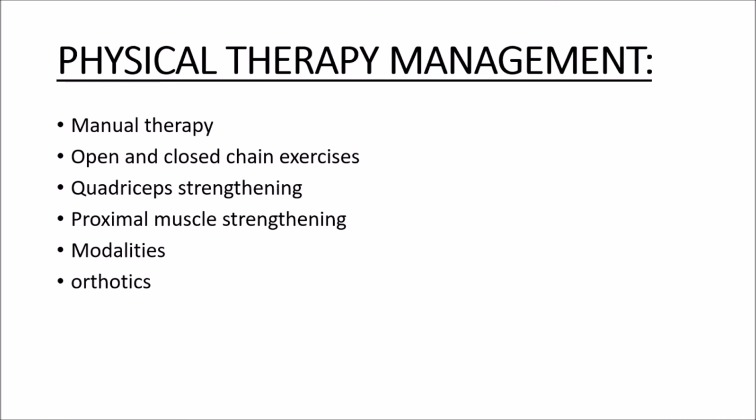Next is the physical therapy management. You go for manual therapy, step-by-step open and closed chain exercises, and then squatting, and quadriceps training. In quadriceps training, you start with simple exercises like SLR and isometric exercises. You go for proximal strengthening, that is hip muscle strengthening. In the quadriceps, you strengthen the VMO. Modalities: electrotherapy is used for the VMO, and in some cases, orthotics.